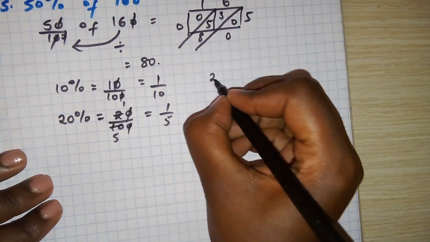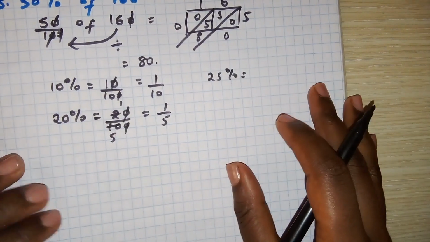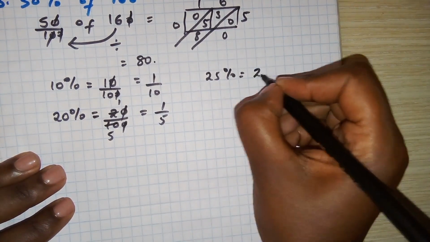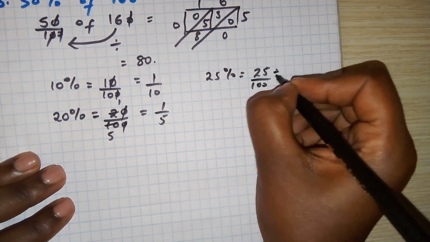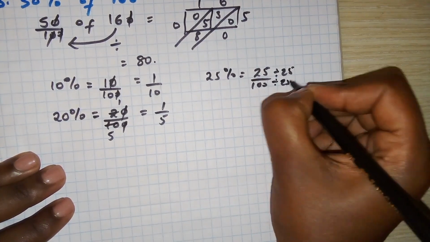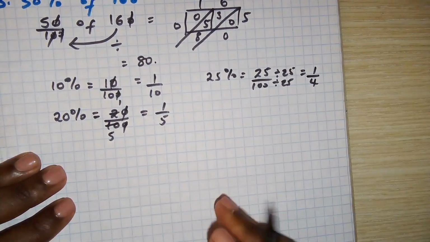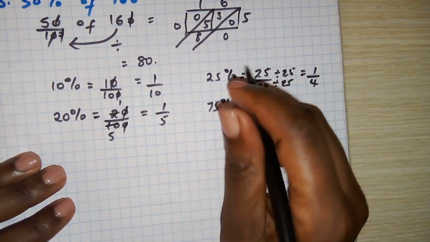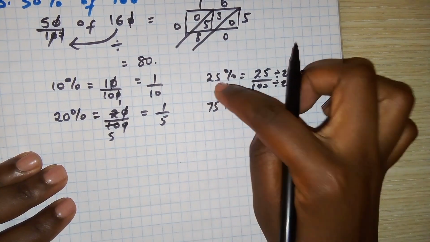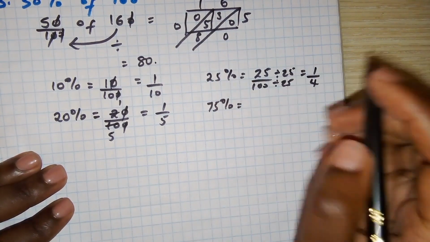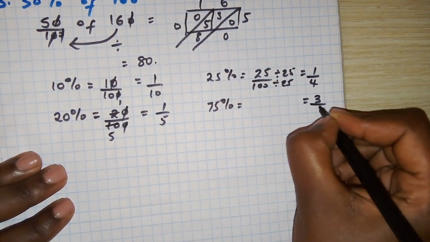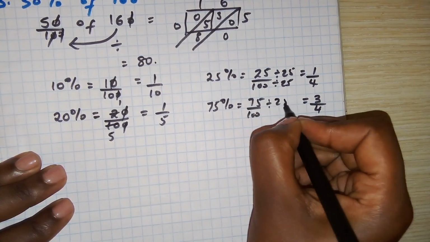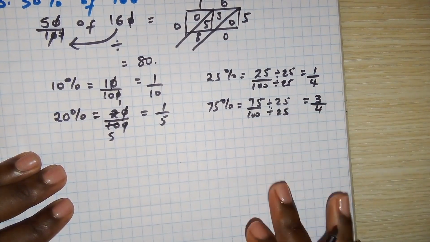If you see 25%, that one will be a quarter, because how many 25s make 100? So 25 over 100, divide by 25, divide by 25, will be a quarter. And then the next one, 75%. 3 of these, 3 25s will make 75. So here the answer should be 3 quarters. But let's prove it: 75 over 100 divided by 25, divided by 25 will give you that.